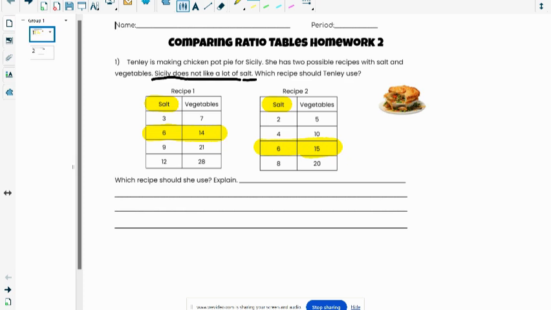Okay, so in this table, they're using the same exact amount of salt. So if we want it to taste less like salt, we are going to want more vegetables mixed in with that same amount of salt, because then it would taste less like salt. If we wanted it to taste more like salt, we would look for where there's less vegetables mixed in, because then it would be more salt compared to how many vegetables they're using. Okay, so if they're both using 6 tablespoons of salt, we want more vegetables. That way it does not taste like a lot of salt. And the one that has more vegetables would be recipe 2. So Tenley should use recipe 2.